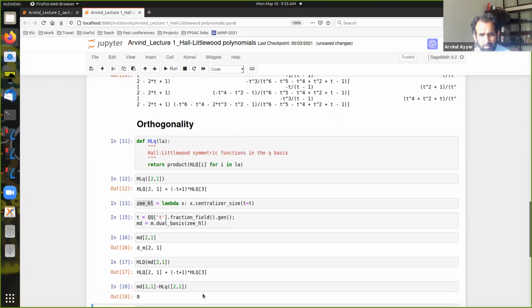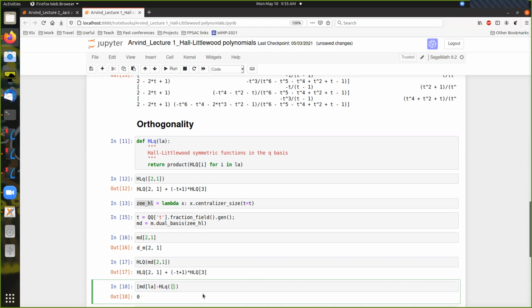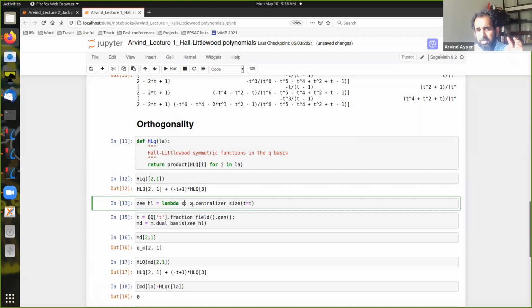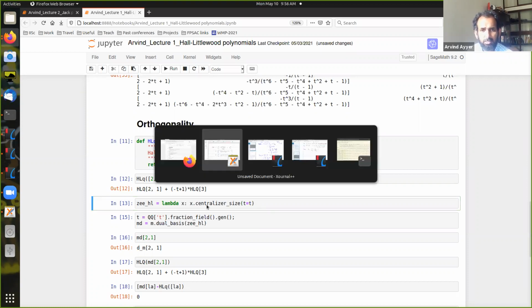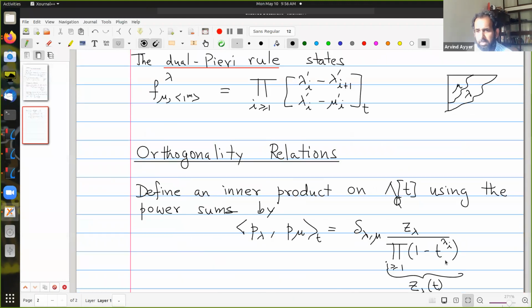I can check that, but I can do something more general. So I take MD of lambda. Can you explain your definition, how you did the inner product here? So Sage has this way of, this lambda is a shorthand for a function. It'll take any partition x and it will return this polynomial, which is exactly what I called z lambda of t.